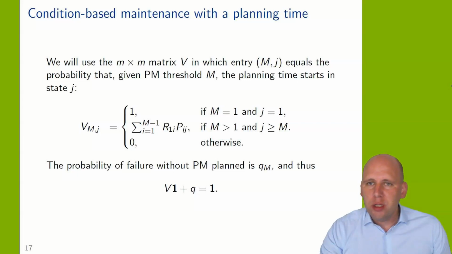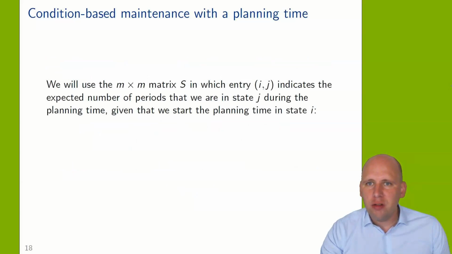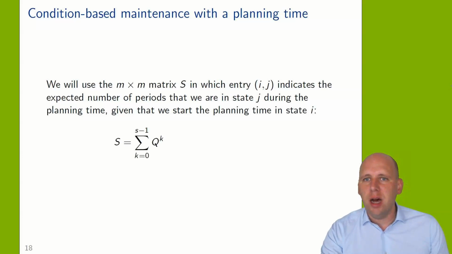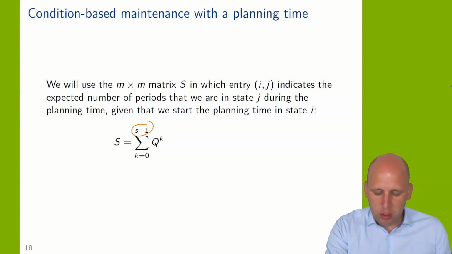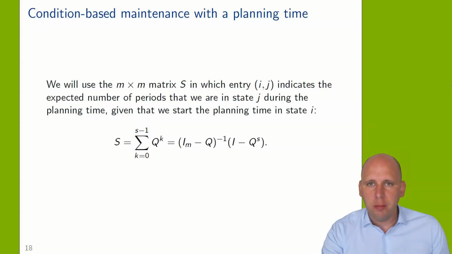Another matrix that we are going to need is the matrix that we denote by capital S, and entry Ij here gives the expected number of times that we are in state J during the planning time, given that the planning time started in state I. This is the definition, and you see that it's very similar to that of the fundamental matrix. This is the only difference. We sum to S minus 1 because the planning time has finite length. And we can also write it like this without the summation sign.